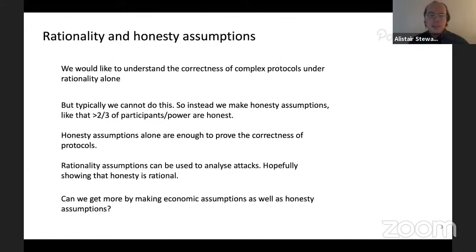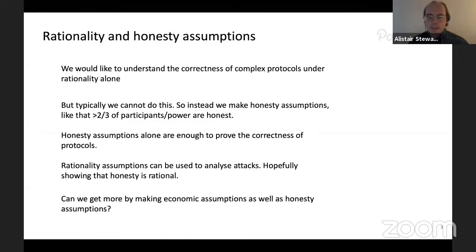Now, I say we want to argue that these protocols work under rationality assumptions, but actually we can't prove that they work under this pure assumption. There's a whole load of different types of assumptions we could have made. So typically what we'll do is prove that they work under some honesty assumption, that a majority of participants, a majority of stake, is honest. And then we use other assumptions that go beyond honesty to analyze possible attacks, because this we can do. And hopefully we want to argue at the end that honesty is actually rational.